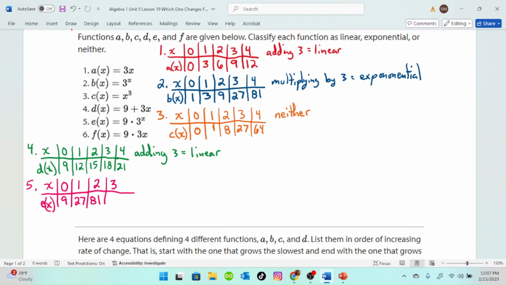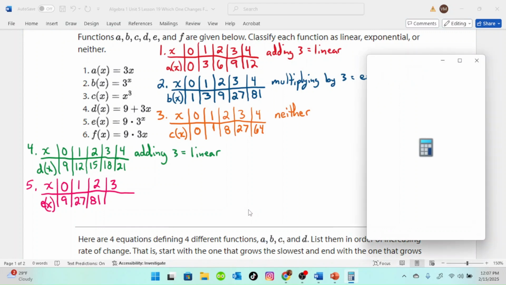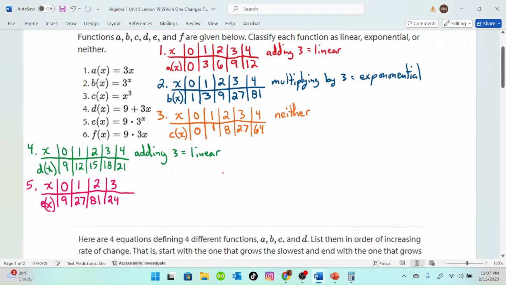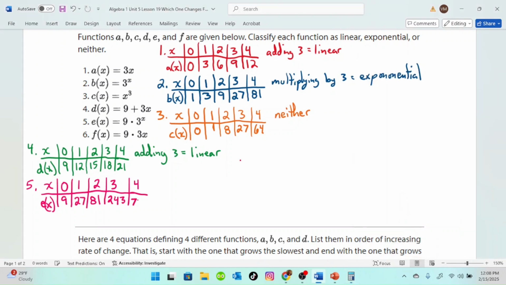If x is 3, then 3 cubed is 27, and 27 times 9 is 243. And if x is 4, then 3 to the power of 4 is 81, and 81 times 9 is 729.